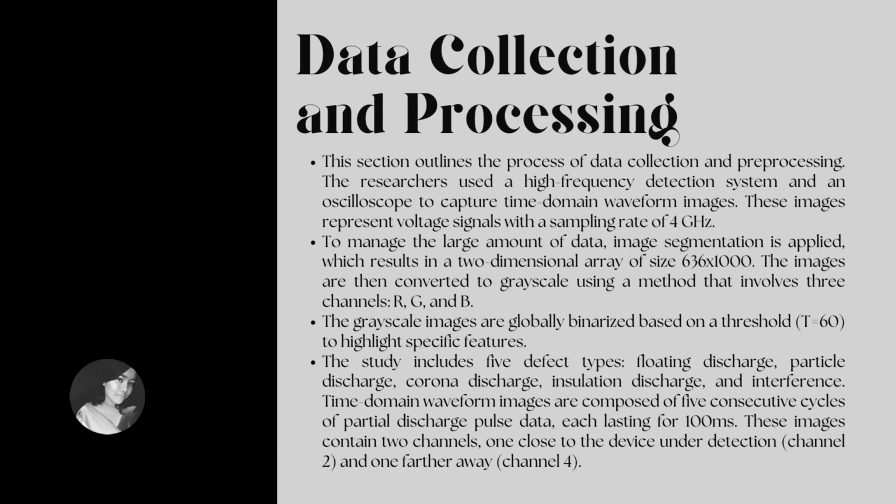The grayscale images are globally binarized based on a threshold of 60 to highlight specific features. The study includes five defect types: floating discharge, partial discharge, corner discharge, insulation discharge, and interface. Time-domain wave images are composed of 5 consecutive cycles of partial discharge pulse rate, each lasting 100 ms. These images contain two channels, one close to the device under detection and one farther away.